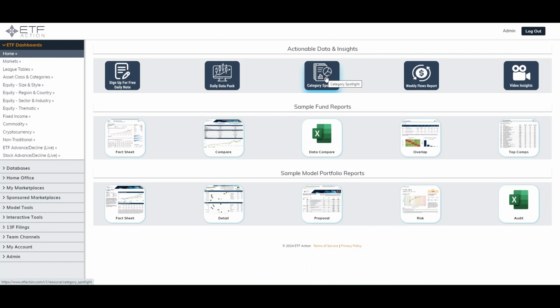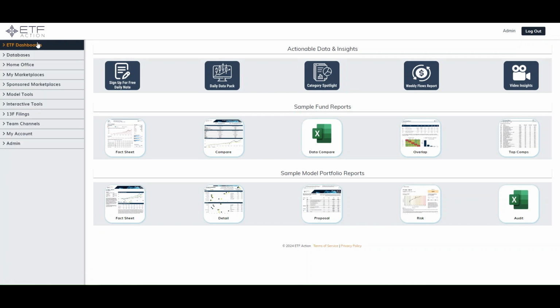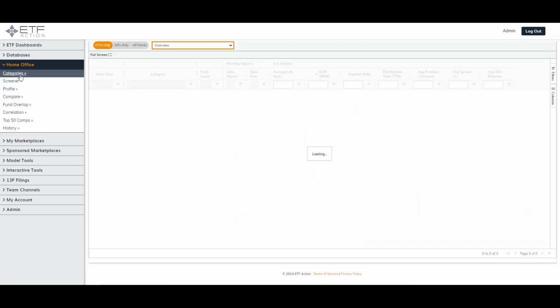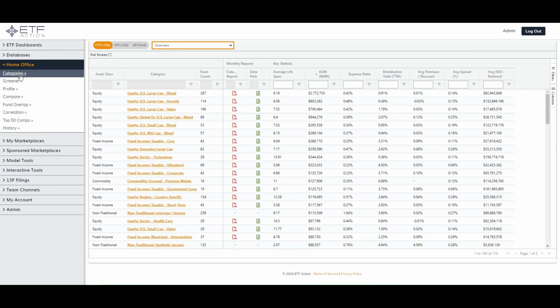It's going to be this category spotlight icon here. However, if you have an account created with us and you're on trial, or if you have a paid account, you can access all category reports in the Home Office. On the left side panel, I'm going to go to Home Office, Categories, and this is where ETF Action classifies every single fund out there, ETFs, mutual funds, closed-end funds, into the ETF Action categories. You can see these listed here on the categories page.